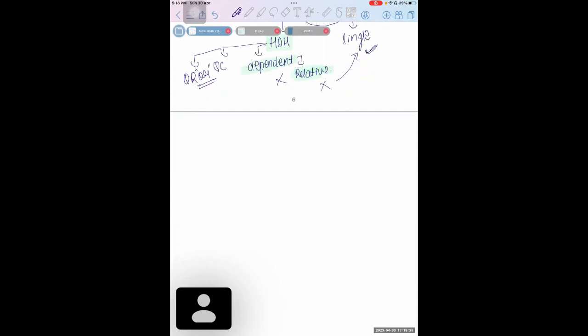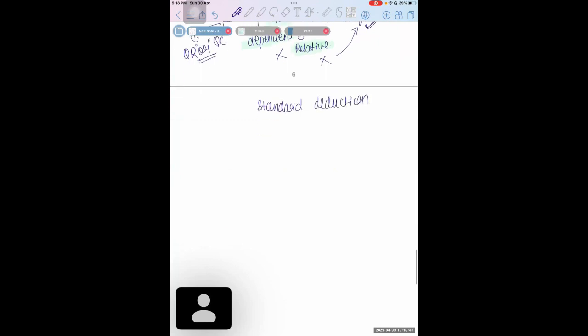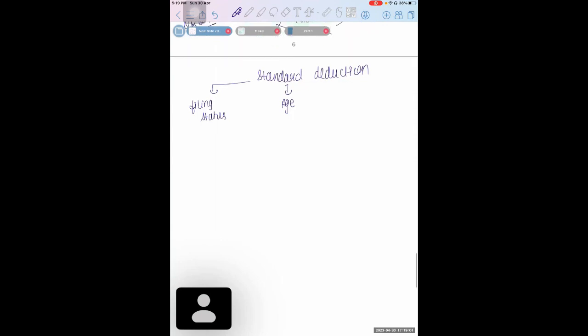Okay. Let me know if any other doubt is there or not. I'll move to the next topic, that is standard deduction. For claiming a standard deduction, first you have to check what your filing status and your age are. So two criteria are there. First is your filing status and the second is your age criteria. According to that, your standard deduction will be there.